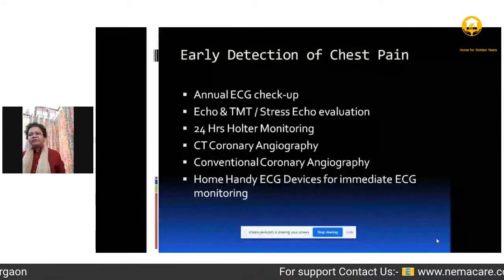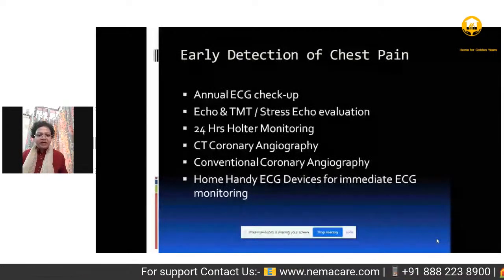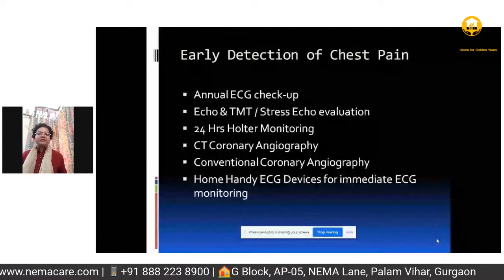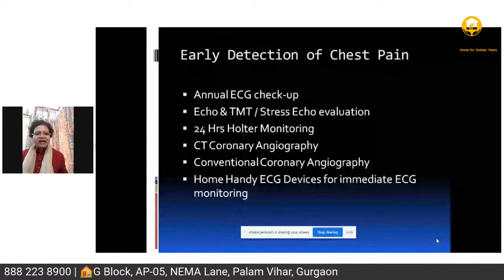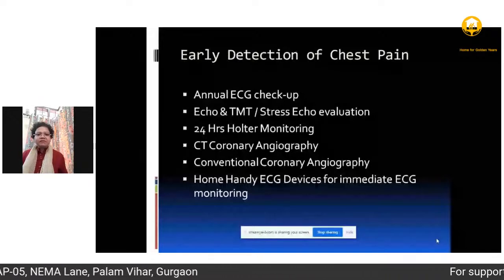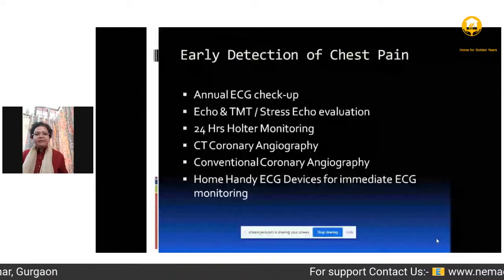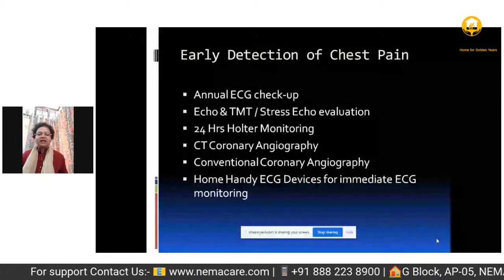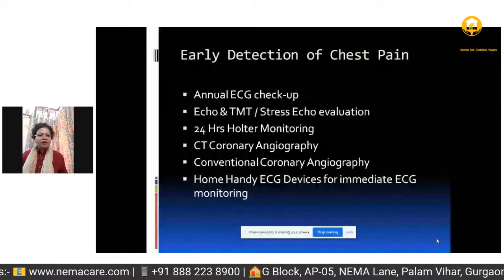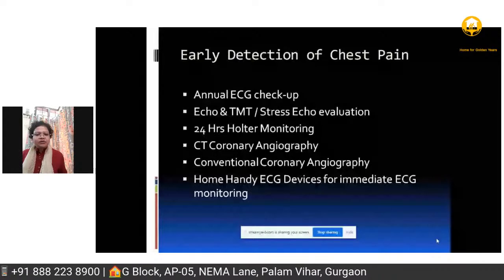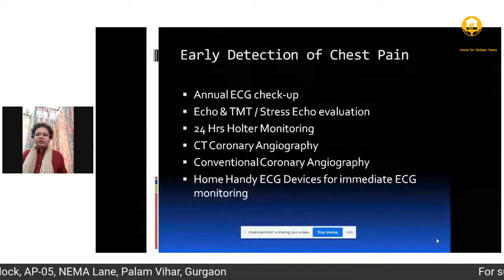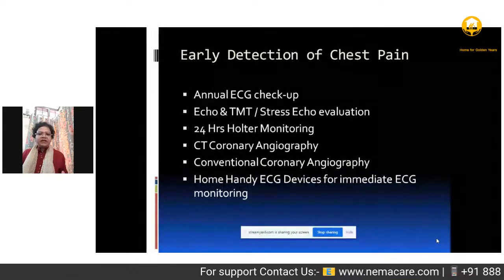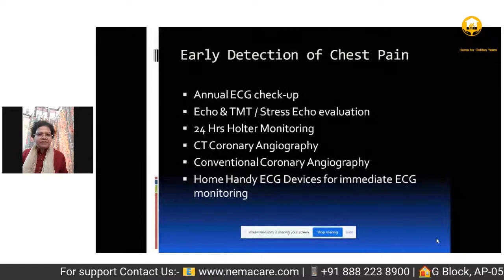So apart from this, one more message I would like to give you, which is very important, is to try to keep some handy ECG devices, ECG machines which are available in the market, which can help you in immediately recording an ECG while you are having chest pain or palpitation or any unusual unwarranted symptom. You cannot be running to the hospital at that particular time, because the commuting logistics come in the way.